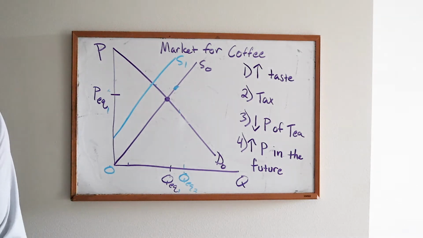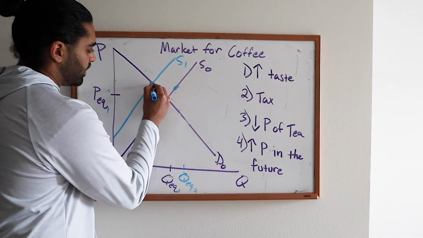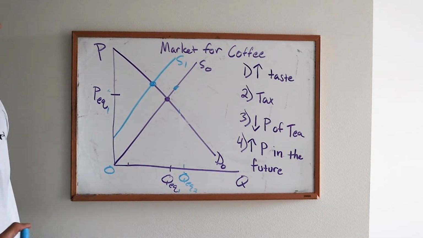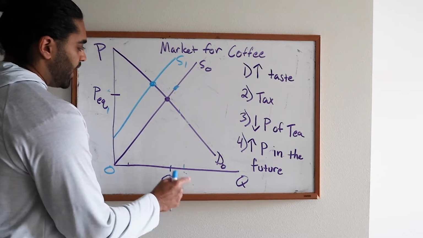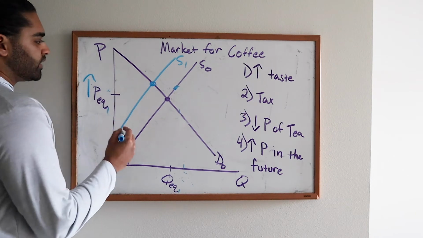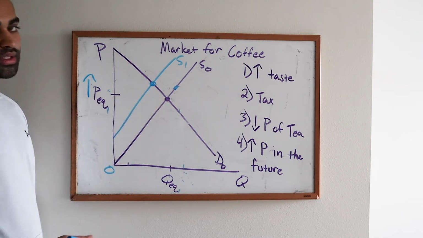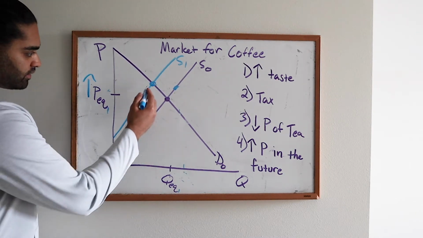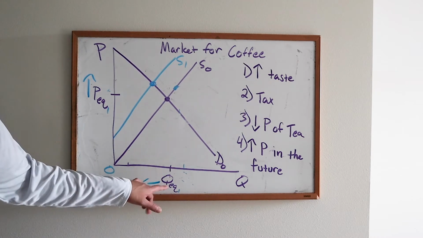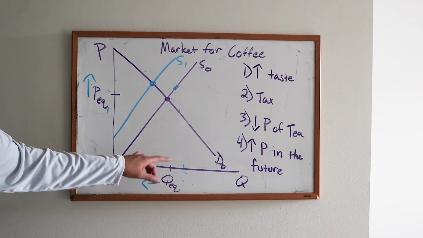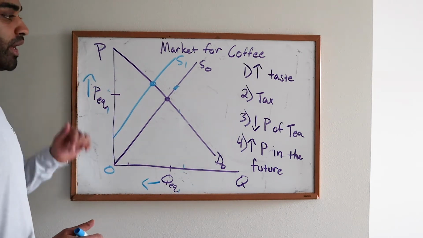Now we have a new equilibrium point. It's this point right here where D0 intersects S1. Now we're going to see what happened to price. So as we can see, price has increased. Again, we're comparing these two equilibrium points. And we're also going to see that quantity has decreased. Again, we're getting closer to the origin. We're just comparing two equilibrium quantities and two equilibrium prices.